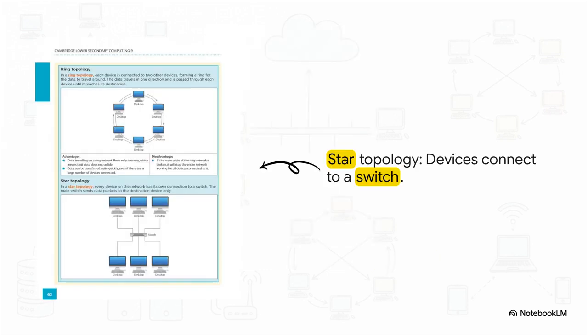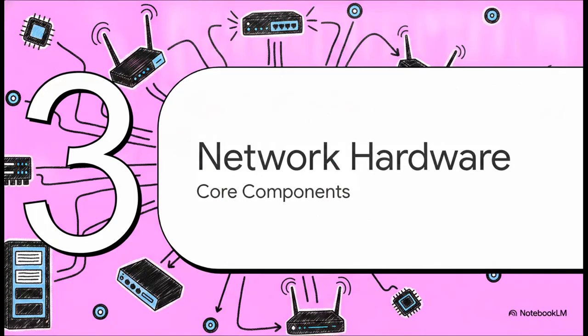Now for the absolute most common one you'll see today, the star topology. You're probably using this at school or at home right now. In a star network, every single device gets its own dedicated, separate connection that points inward to a center point. It literally looks like a star. And the best part? Because everything connects separately, if one cable breaks, the rest of the network is totally fine and keeps working perfectly.